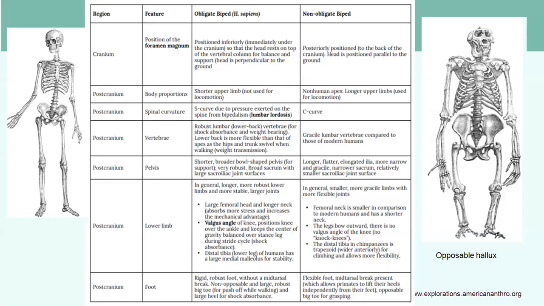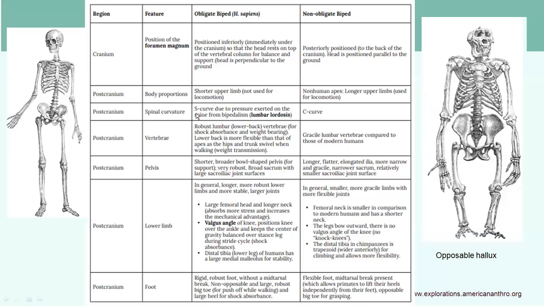Next, if we look at the limbs, in general, our ape-like ancestors would have longer upper limbs because they're still potentially using brachiation in the trees, versus if you're fully bipedal, you don't need the long forelimbs, so you would have shorter forelimbs.